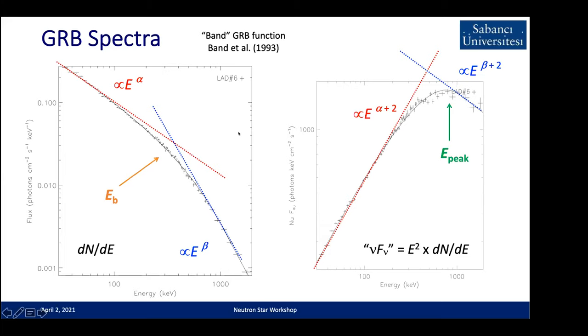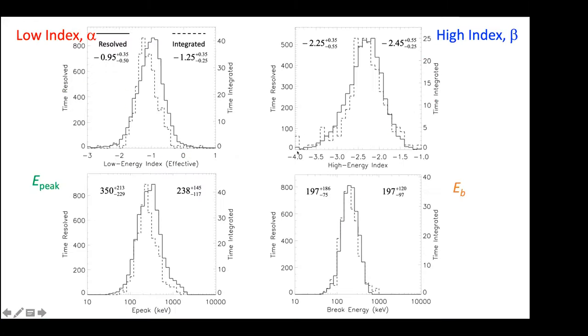Okay, so if you look at the distribution of alpha, beta, and E peak, the distribution is pretty narrow, I would say, for the diversity of the light curves that we observe. This is a distribution of the time resolved spectrum and also the time integrated spectrum, the whole burst, or each time bin spectrum. But you can see that in both cases, alpha is around -1, beta is about -0.2, and E peak is about 200-300 or so.